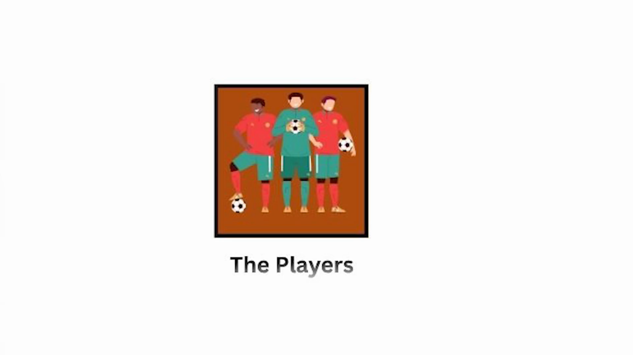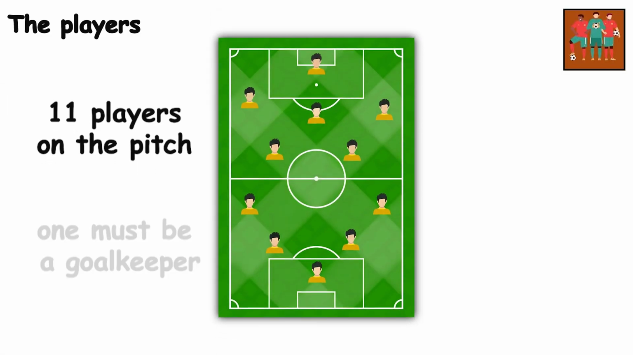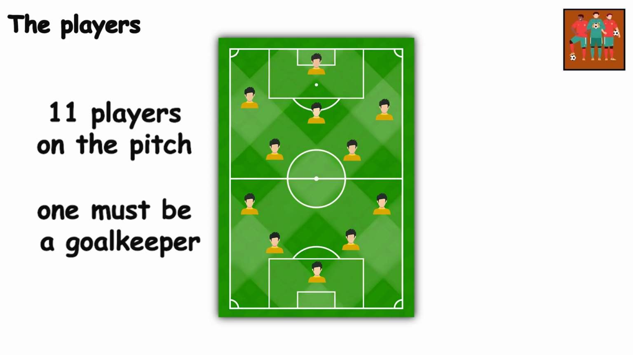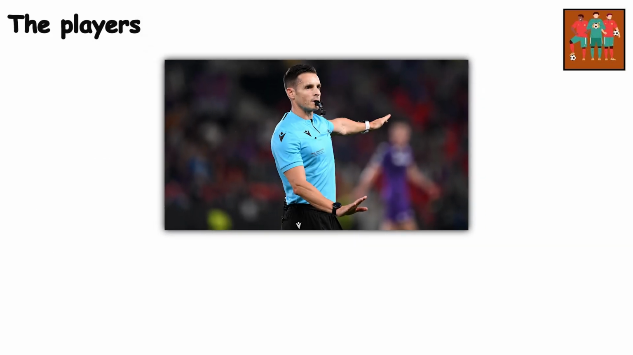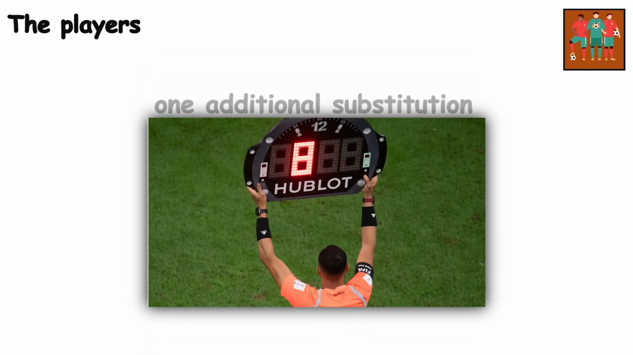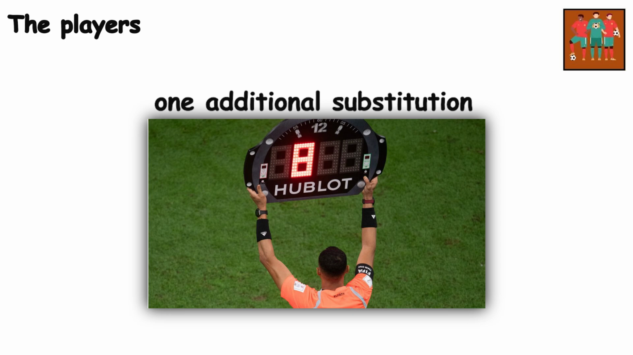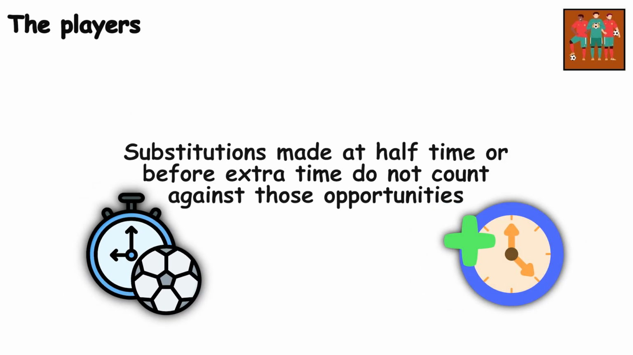The players. Each team must field exactly 11 players on the pitch, and among them, one must be a goalkeeper. Matches cannot start unless both teams have at least 7 players. If a team drops below 7 players during the match, the referee may end the game. Teams are allowed to make up to 5 substitutions during regular time, using up to 3 substitution opportunities. If extra time is played, 1 additional substitution opportunity is allowed. Substitutions made at halftime or before extra time do not count against those opportunities.